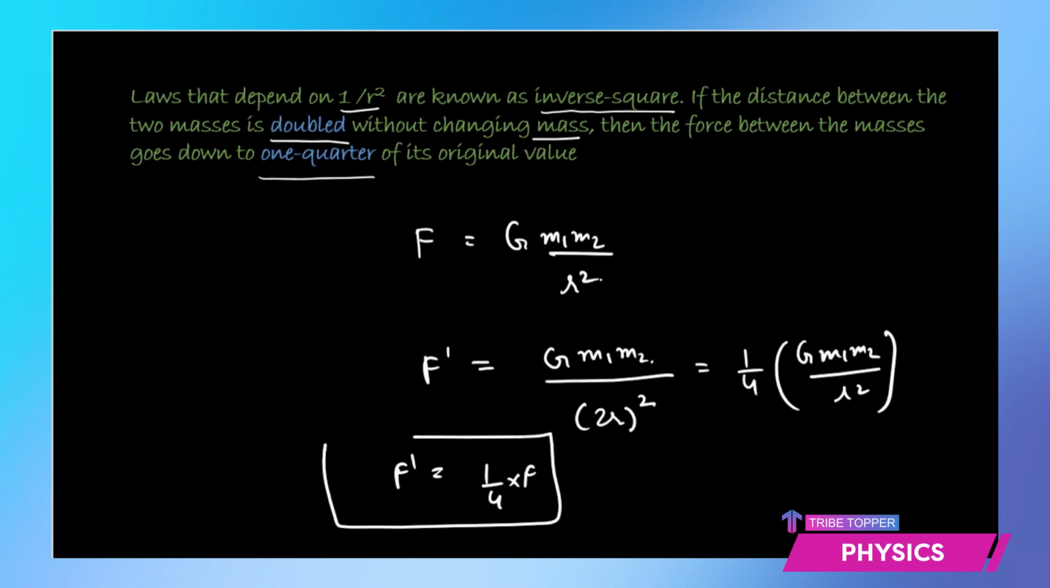If you make the distance 3 times, the force would become 1 by 9. So this was the universal law of gravitation, and that's all for this video session. In the next video session, you are going to learn about the gravitational field.